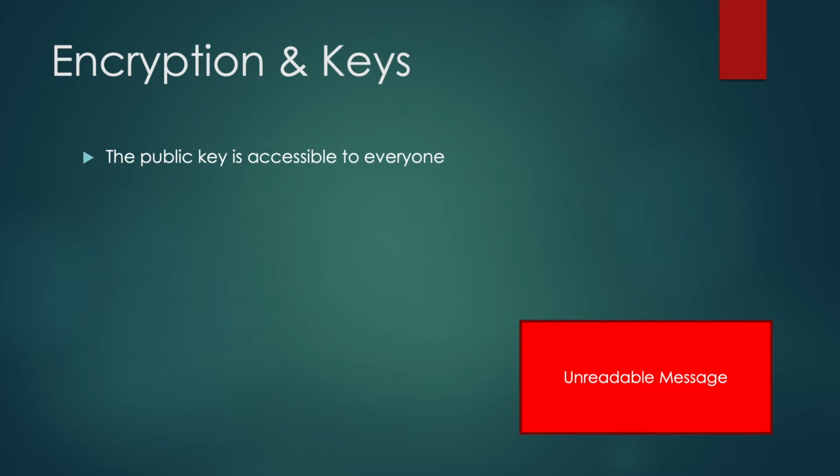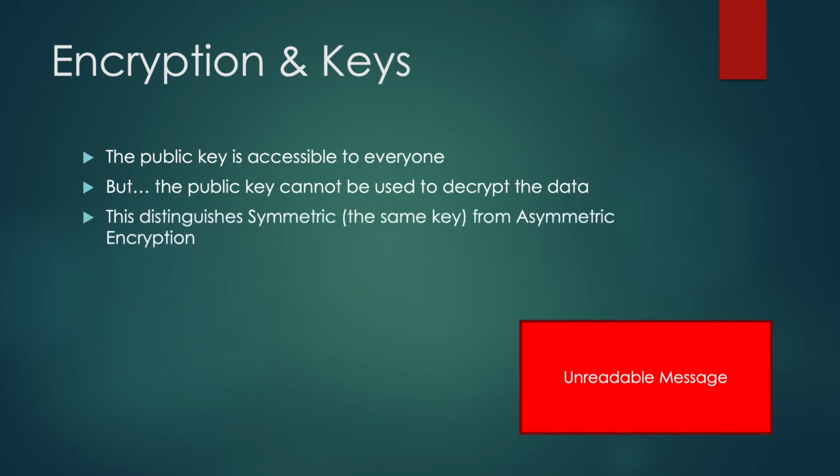Now, as I said, the public key is accessible to everybody, but the public key cannot be used to decrypt the data. There's a mathematical relationship between the public key and the private key, but they're not the same. And this distinguishes symmetric from asymmetric encryption. Symmetric encryption is where you have the same key. So things like the Caesar cipher, where you have an offset: strictly speaking, your encryption might be +2 and your decryption might be -2. So in that way they are different, but the key, the offset, is 2. Really it's the same key being used for encryption as decryption.